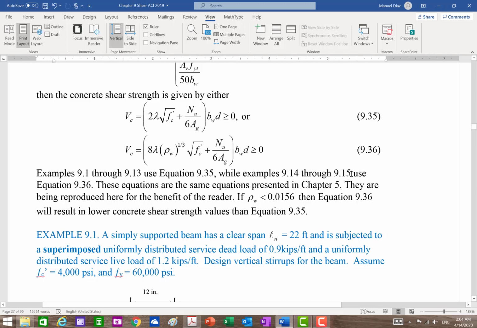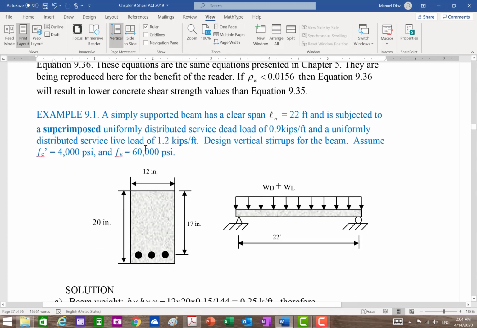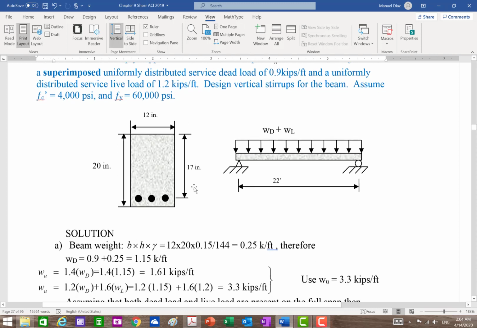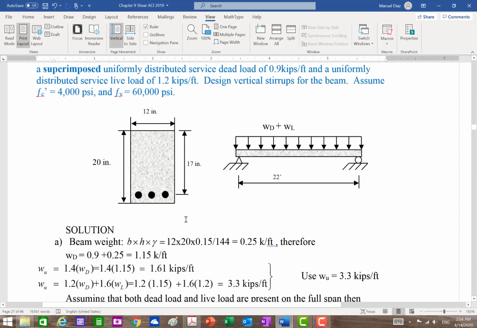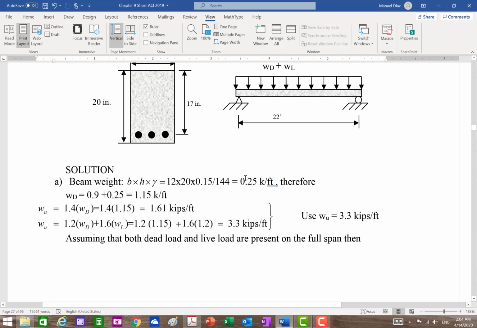These examples you are not going to see. That will be next semester. So hopefully none of you will be staying for that. And so we were going to use this one. Okay. So we start here, one beam, right? Simply supported beam, clear span 22, loads given there, all service loads, strength 4,000, 60,000, d value 12, 20. Right? So we find the beam weight, we do our load combinations, and we have our load.